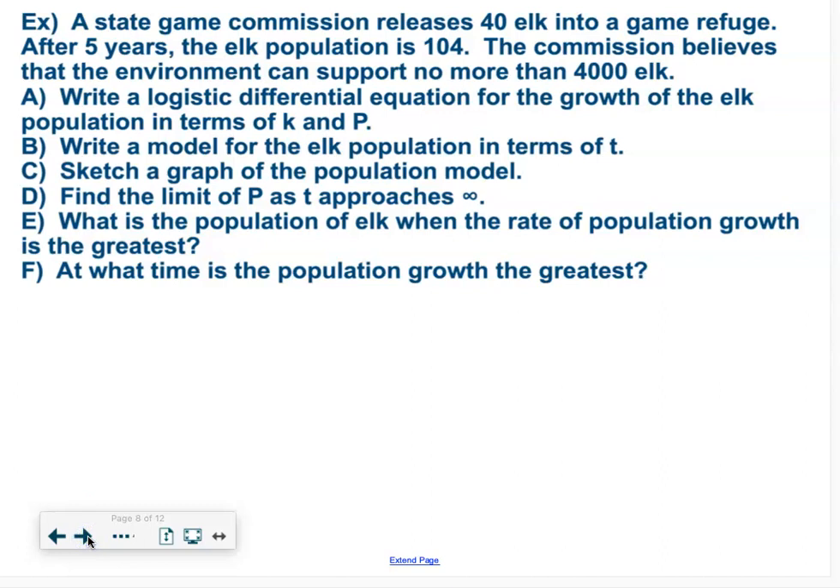All right, now we're moving on to elk. This is an actual AP problem, but I added a few extra parts to it.